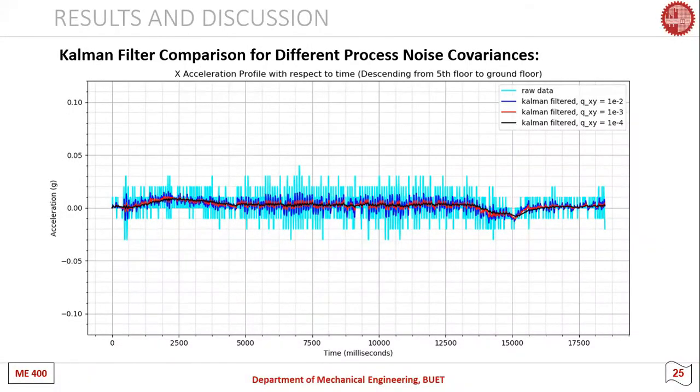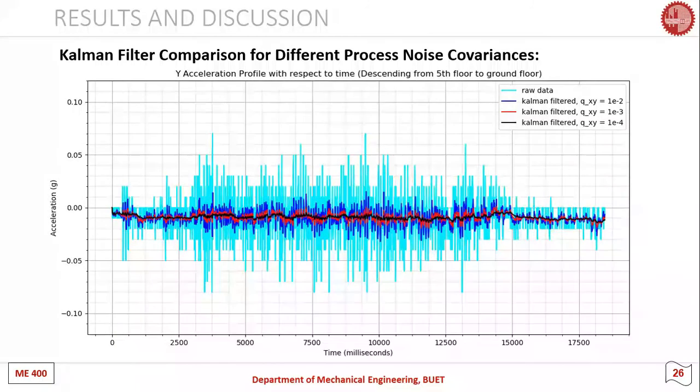In the x direction, when we apply the Kalman filter with 3 process noise covariances, tan inverse 2, tan inverse 3, and tan inverse 4, we see that tan inverse 4 gives us the best filter plot, which is the black line. In the y direction, we used the same process noise covariances, and here also tan inverse 4 gives us the best filter profile.